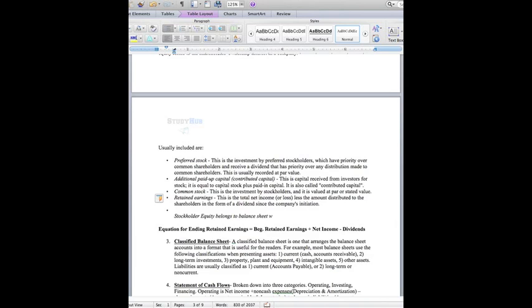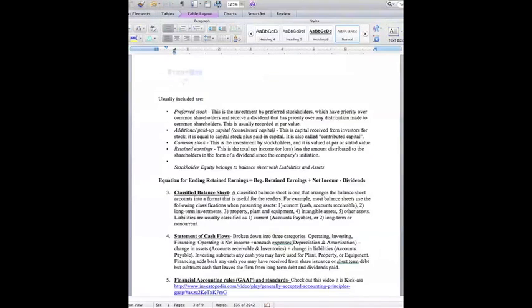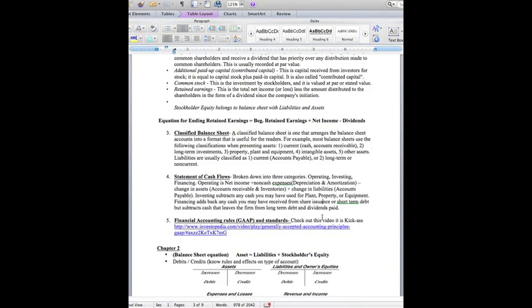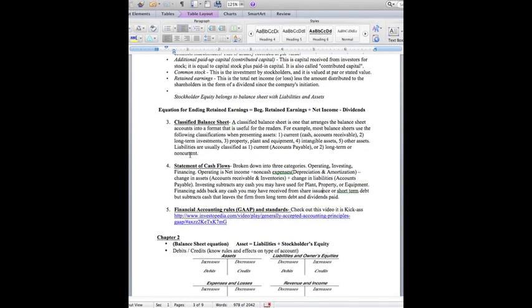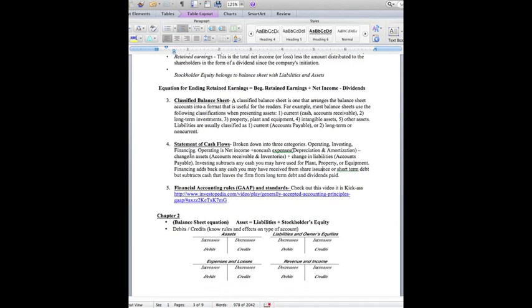Classified balance sheet. This is something that basically helps organize your balance sheet. It breaks it down into current and long term. So I give you some examples. For example, a balance sheet classifies when presenting assets. So you have current assets. A current asset is defined and organized by how liquid it is. So the most liquid asset you can have is cash. And so that would always be number one, because liquidity essentially means how quickly you can turn an account or something you own into cash. So cash is the most liquid.